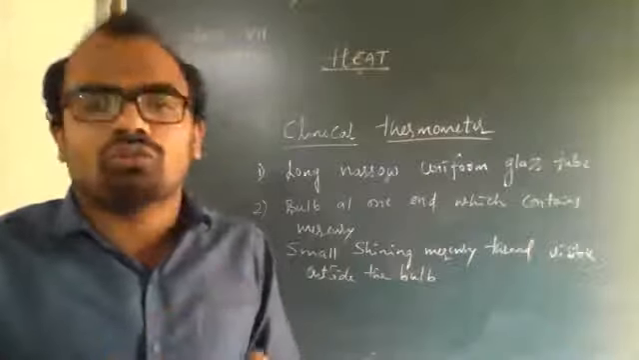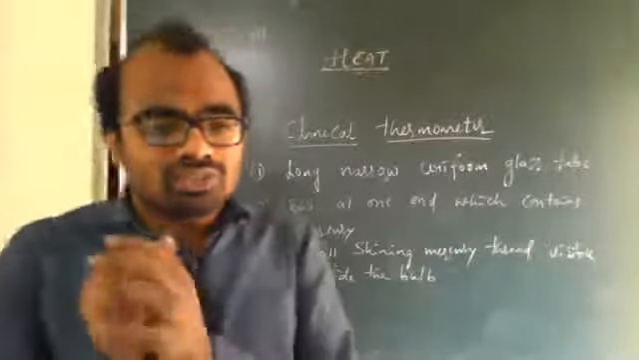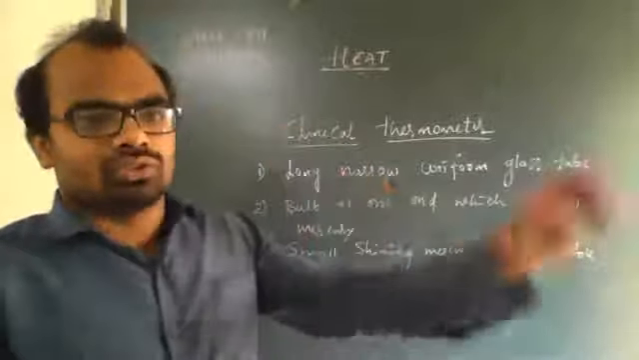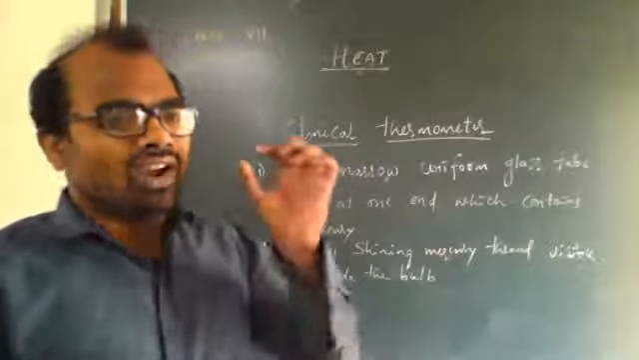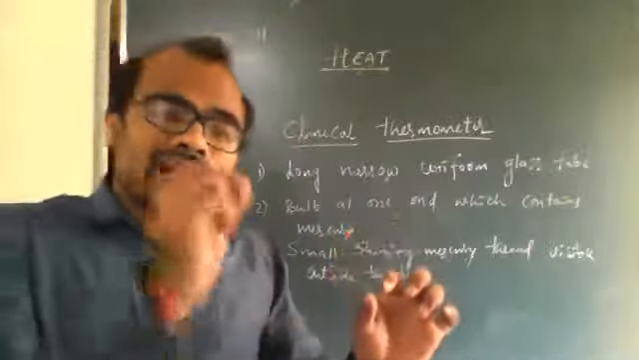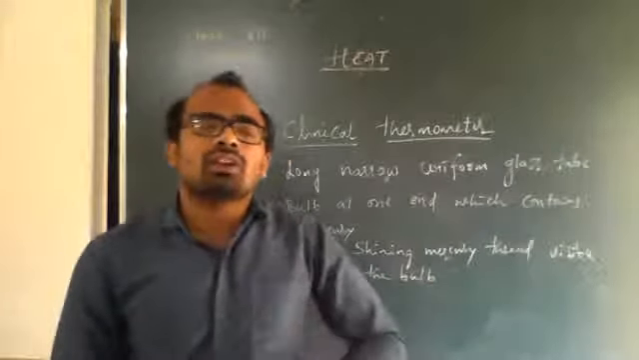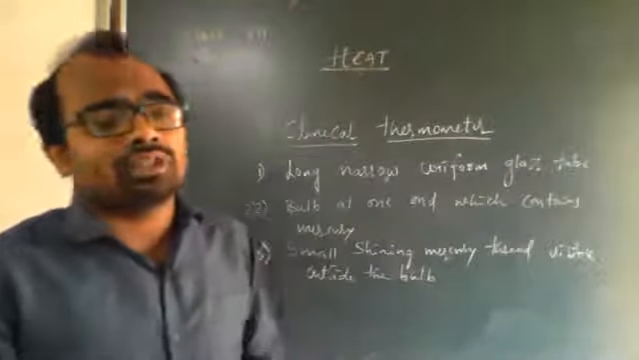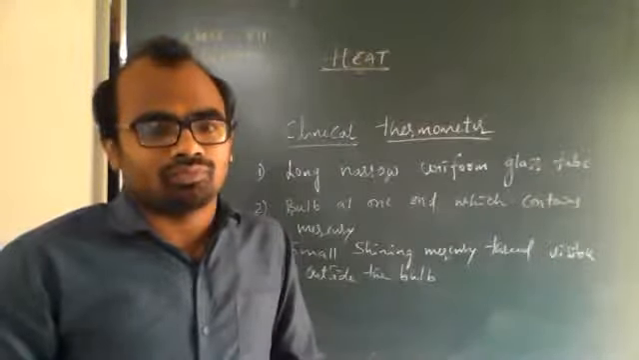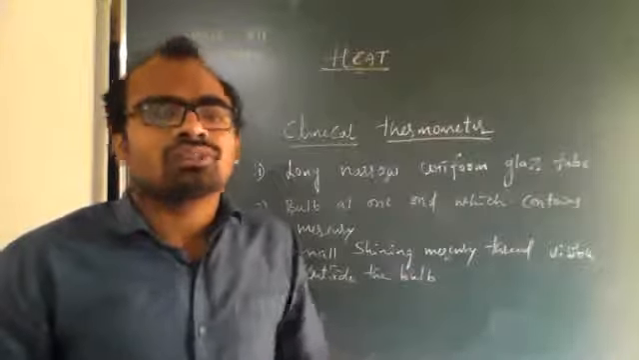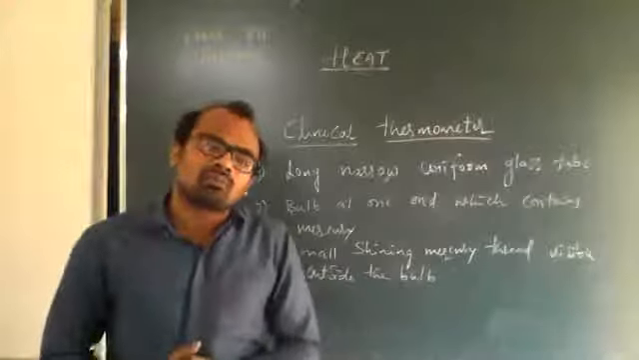It is a long uniform glass tube with a bulb at one end which contains mercury. If you have seen a clinical thermometer, at one end there is a bulb. In that bulb mercury is present, and a small shining mercury thread is visible outside the bulb. You can see that it is shining. So then, how do we read this thermometer?